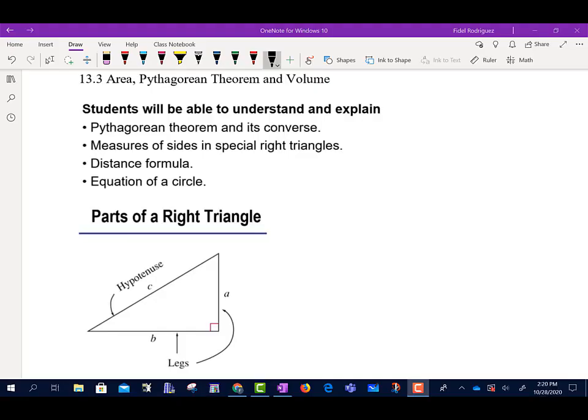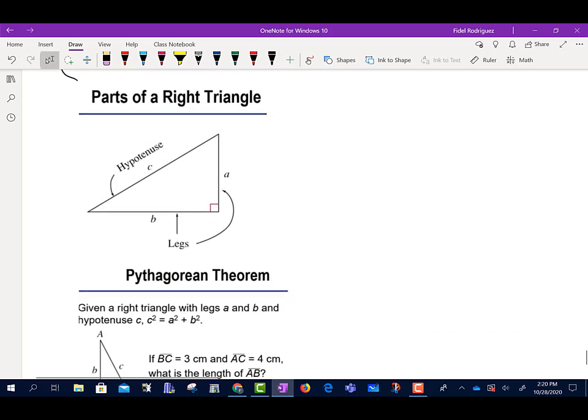Section 13.3 talks about area, the Pythagorean theorem, and volume. In this section, we're going to talk about the Pythagorean theorem and its converse, the measures of sides in special right triangles, and the distance formula, as well as the equation of a circle. So we have the parts of a right triangle here.